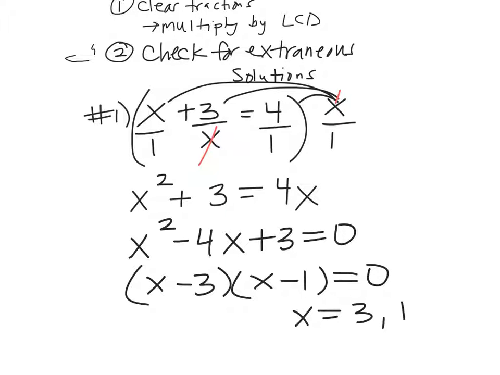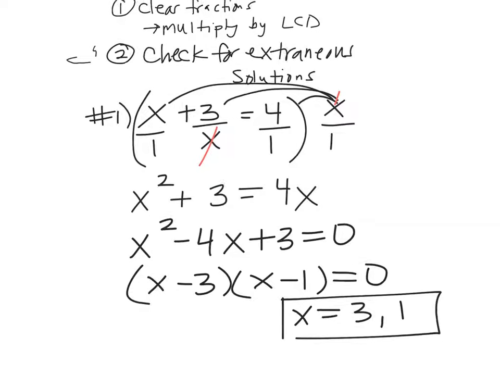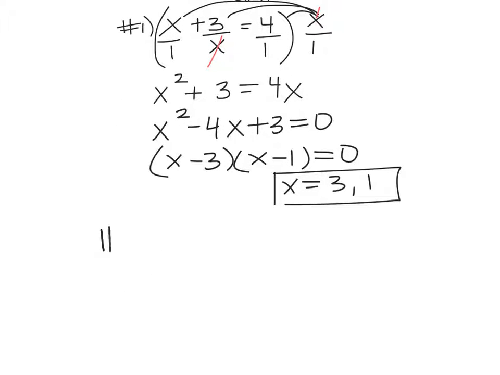Do a quick check on extraneous. Extraneous solutions would have been if I had gotten x equals 0, because that would have made the denominator 0 in the original problem. But 3 and 1 are perfectly fine. Nothing's extraneous there. Do you remember doing this in Algebra 2? Yeah. Love it. Okay.